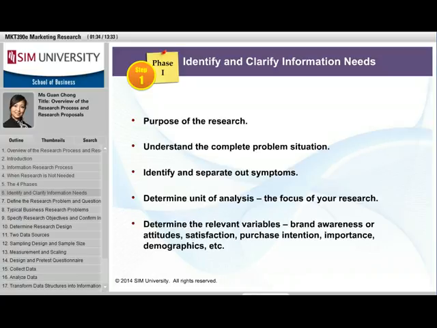Phase 1. Determination of the information research problem. Step 1. Identify and clarify information needs, to prepare a formal statement of the problem. Decision problem is a situation in which a manager is not certain which course of action will accomplish a specific objective. The process includes the 5 following steps: determine the decision maker's purpose of research, understand the complete problem situation, identify and separate out measurable symptoms, determine the appropriate unit of analysis, and determine the relevant variables.